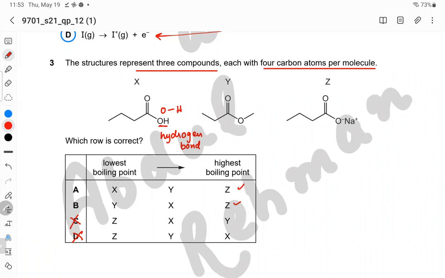Okay, so now we are left with A and B. If we look over here, there are charges over here, and here there are no charges. So if we relate Y and Z, in Y there are no charges. So we can say that Y has the lowest boiling point, Z has a moderate boiling point, and X has the highest boiling point due to hydrogen bonding. On the basis of that, we can say A is also wrong, which means B is the correct answer. Is this clear to everyone?